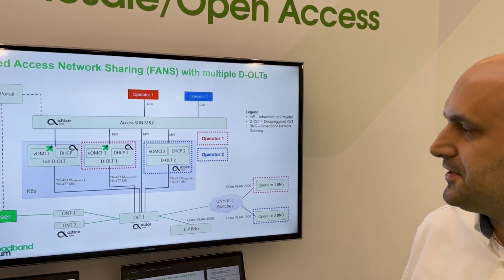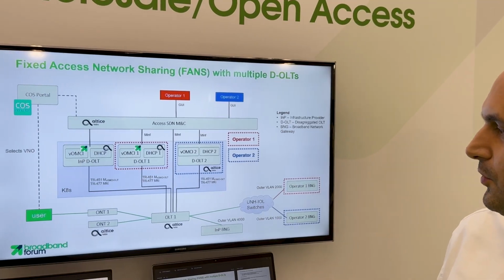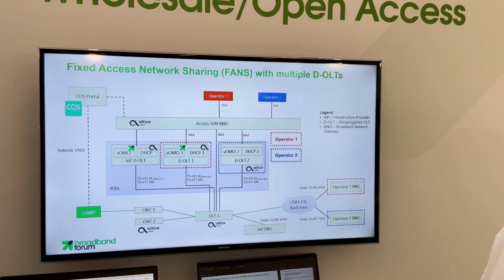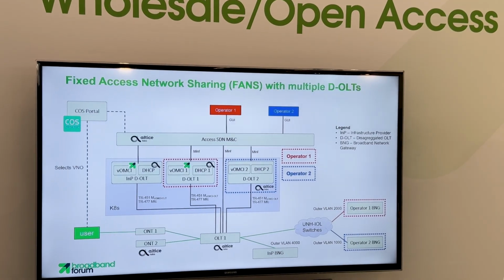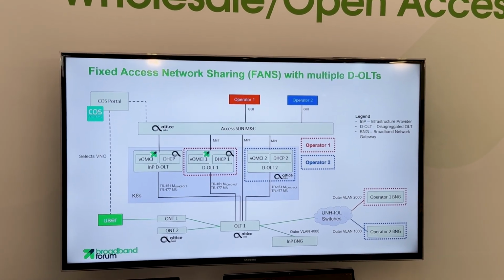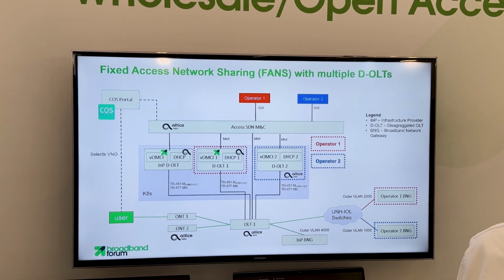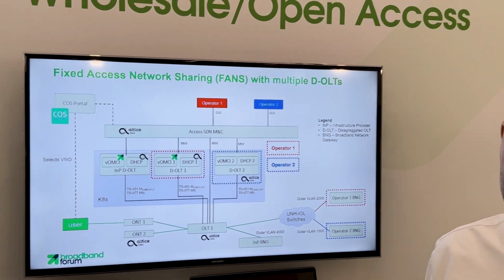In the first use case, the ONT is set up with basic connectivity that gives access to a captive portal, and from there the user can select which virtual operator it wants. It has several options. You can select the operator and the speed that it wants.